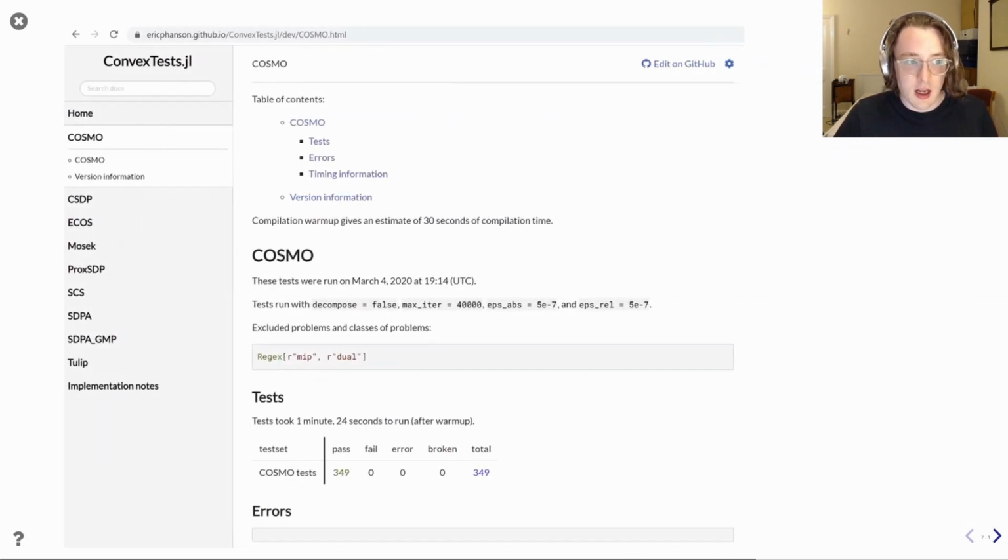So here's ConvexTests.jl, just to give you a preview of it. It's got a bunch of solvers on the left-hand side, and it runs the tests, and you can see the settings that were used, which problems were excluded. For example, COSMO doesn't do mixed integers, so we exclude those. And then it passed all the tests, which is great.